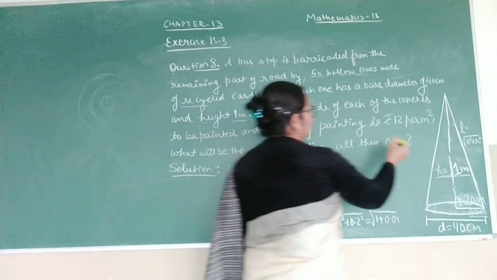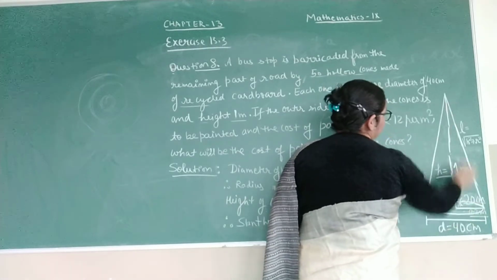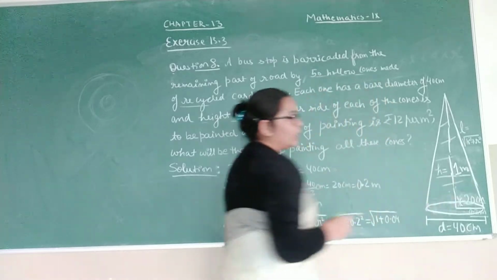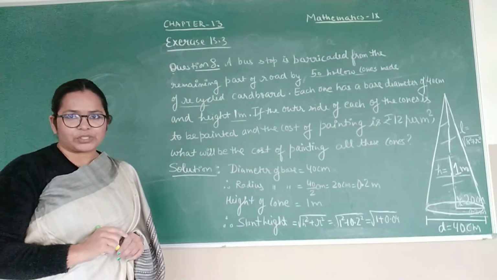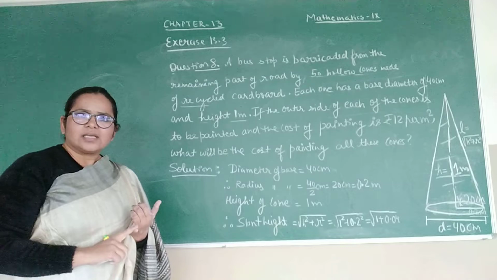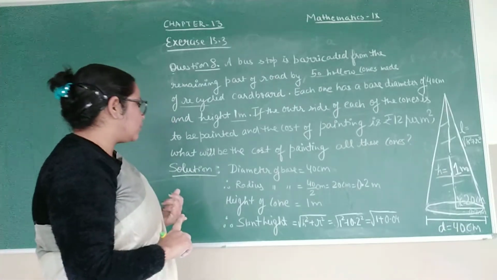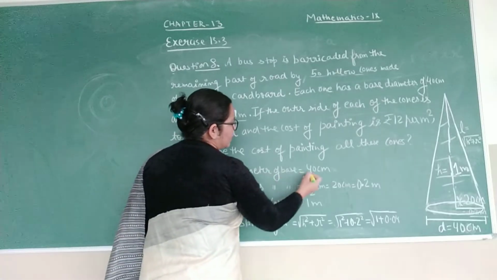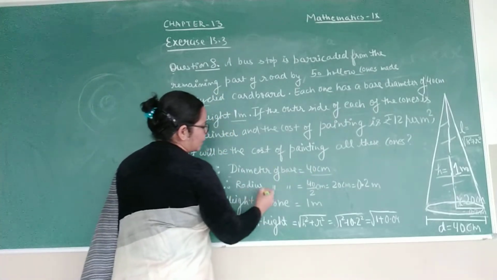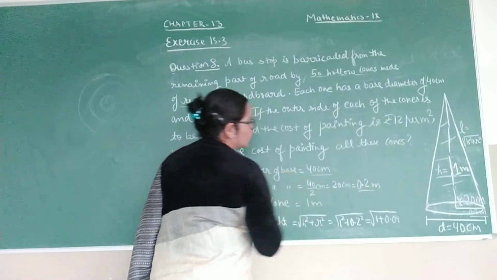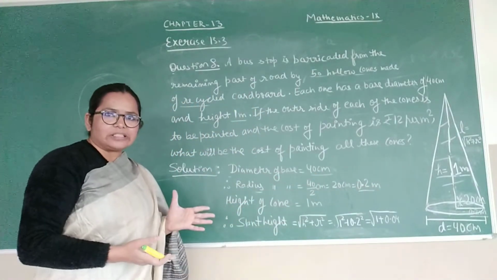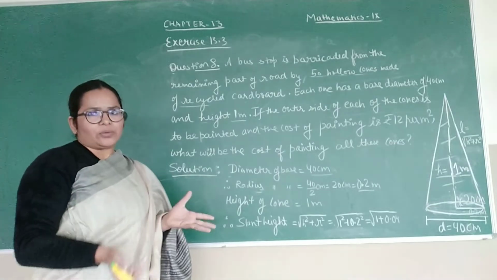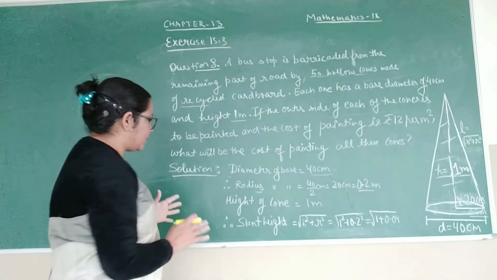So we need to draw the figure. We want to paint it from the outside, so it means we need to calculate the curved surface area. For the curved surface area, the radius and the slant height are required. So let us first of all find out the radius and the slant height. We know the diameter of the base is 40 centimeter, so the radius will be half of it. It is 0.2 meter. As the height is given in meter, we need to convert the radius also into meters. The unit should be the same.